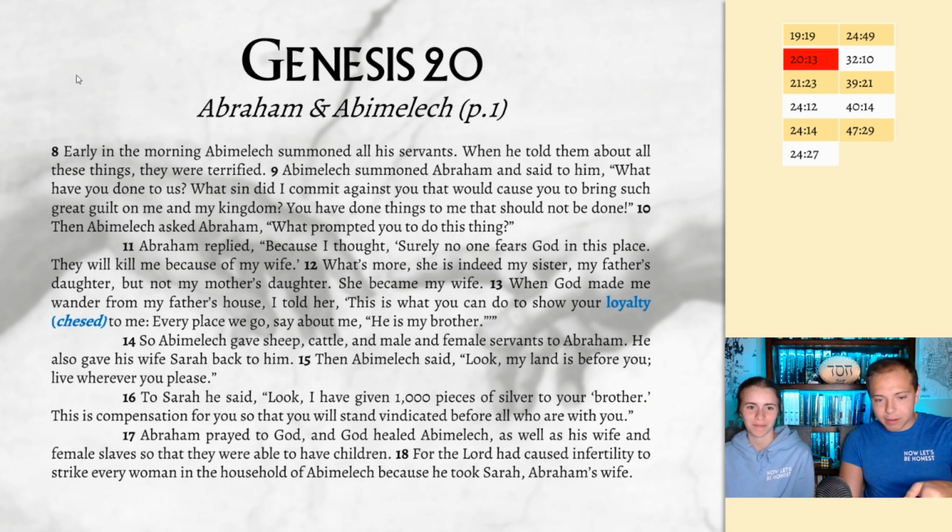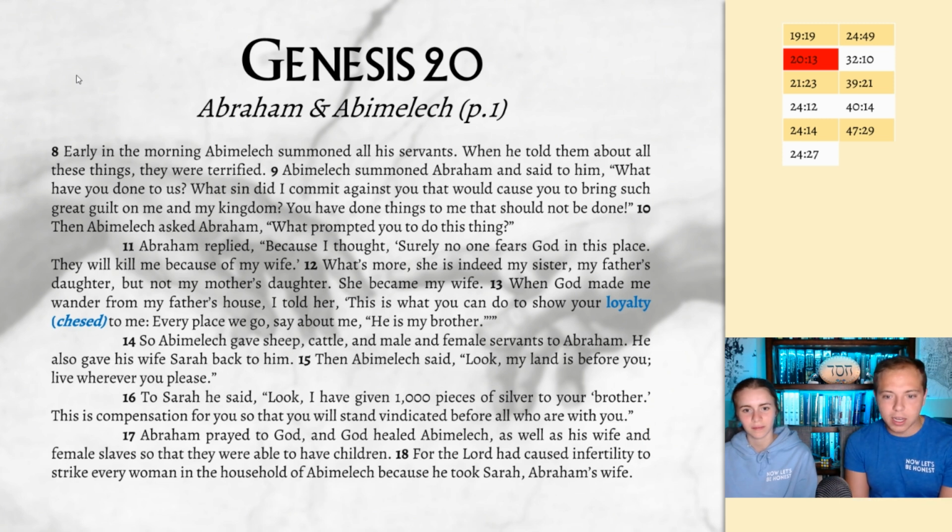So what's ironic here is that Abimelech hears this thing from God. He tells his servants, and they're all terrified at the fact that they have sinned against a man of God. And so this should be really surprising to us too, because you wouldn't expect pagans to respond this way. You would expect them to be like, oh man, that's funny. But they're terrified. They're like, oh my gosh, I can't believe we did this.